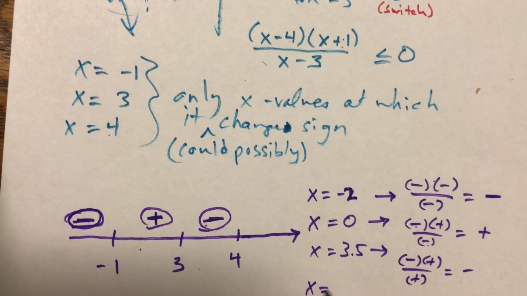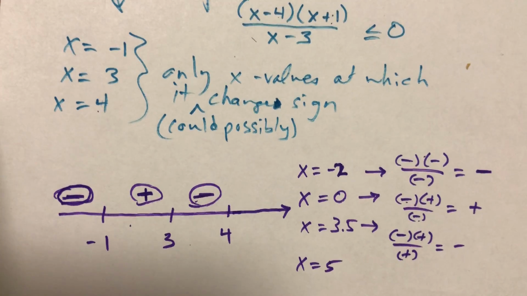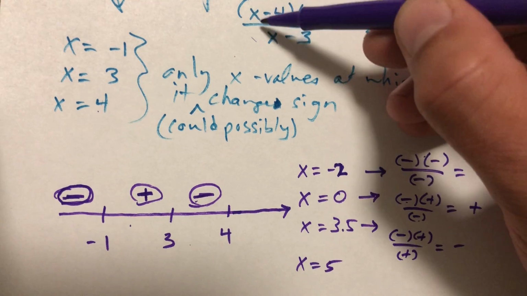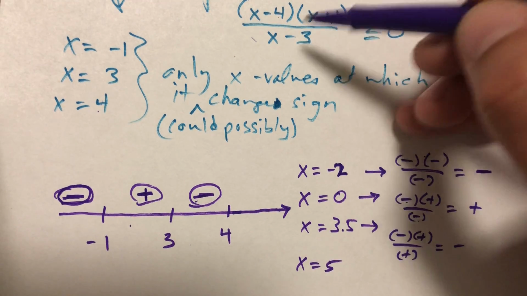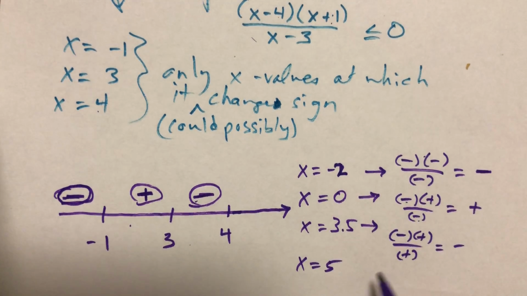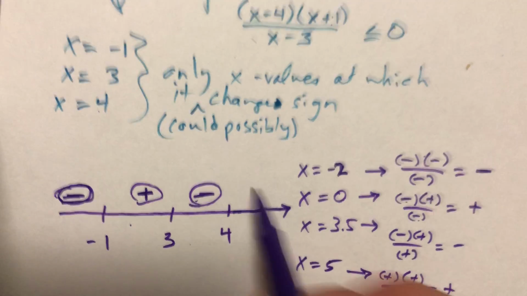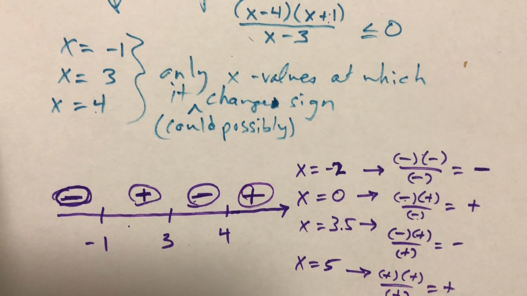And now we pick maybe x equal 5. So we can try putting 5 in there, right? That'd be a positive value. This would be a positive value. 5 minus 3 is also positive, so this gives us a positive. Okay, so this is positive here.